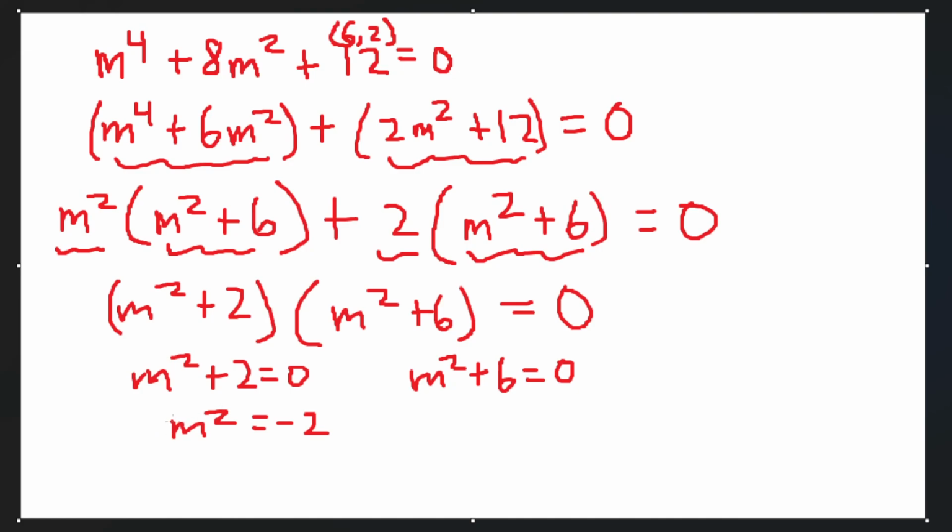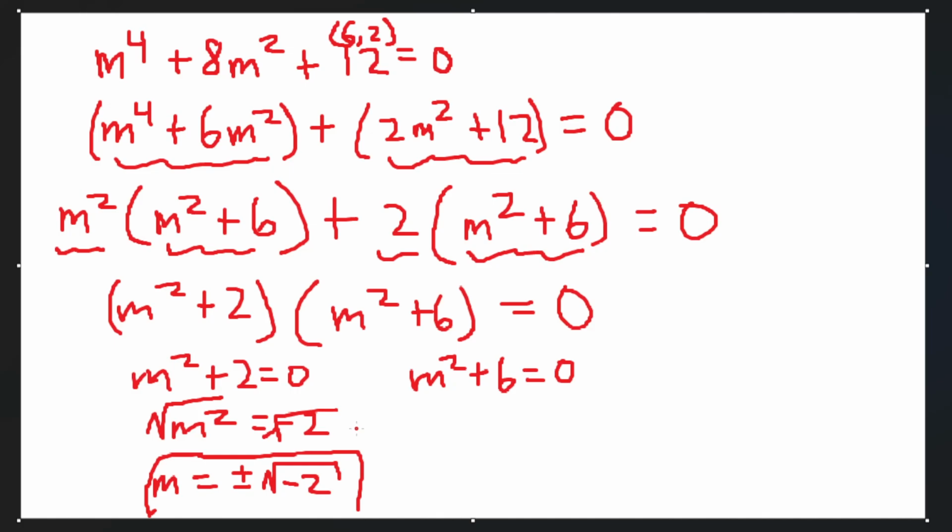Then to get rid of m squared, you would do a square root on both sides. So then we'll be left with m equal to plus or minus square root of negative 2. So m equal to positive square root of negative 2 is an answer, and then m equal to negative square root of negative 2 is another answer.